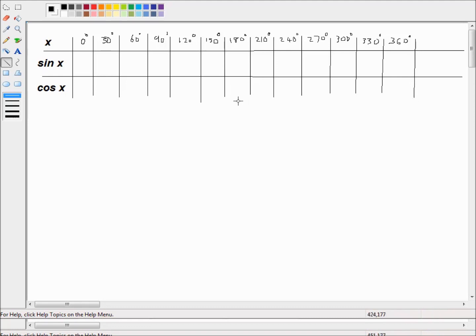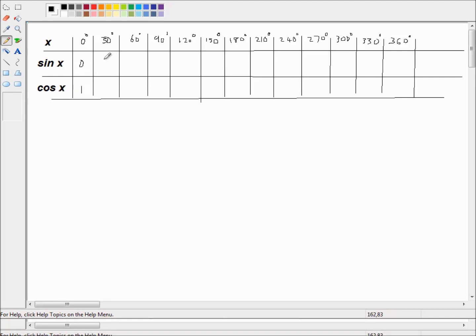Okay, so we've got our table. I'm just going to polish that off a little bit. There we go. Okay, so the first thing we need is to do our sines and cosines. Well, we know our unit circle by now. So the sine of 0, of course, is 0, and the cosine of 0 is 1.